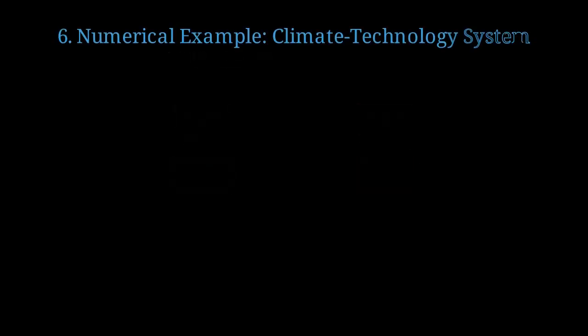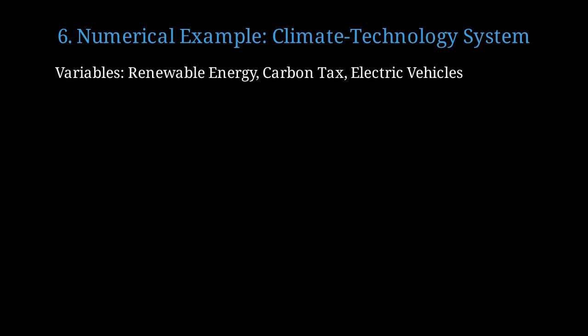Let's work through a concrete example with 3 variables in a climate technology system. Consider 3 variables: widespread renewable energy adoption, implementation of carbon tax, and electric vehicle dominance. Here's our impact matrix. Renewable energy strongly promotes carbon tax and electric vehicles. Each supports the others. Let's test the scenario where all 3 are present. Does this form a consistent future?